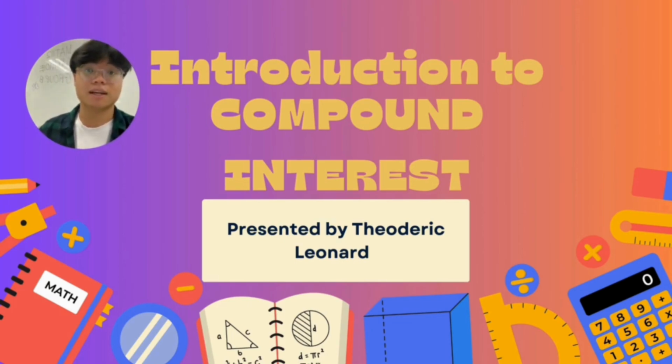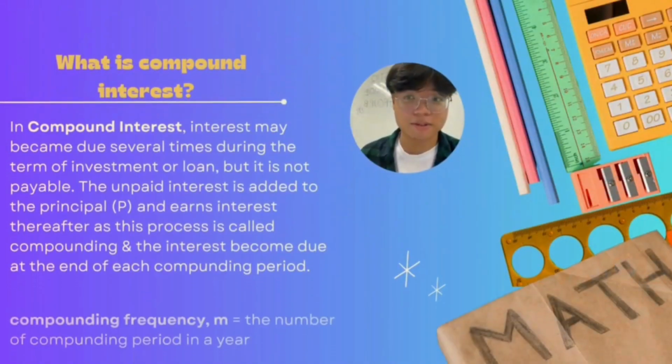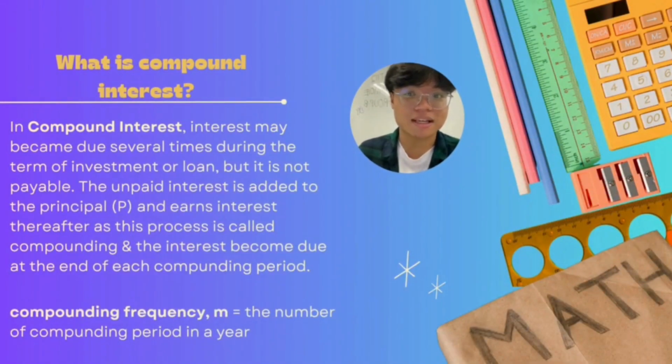So we will be discussing compound interest and annuity. So let's get it. What is compound interest? In compound interest, it means that the interest may be paid due several times during the term of the investment or loan, but it is not payable. The unpaid interest is added to the principal P and earns interest. Thereafter, this process is called compounding, and the interest becomes due at the end of each compounding period.